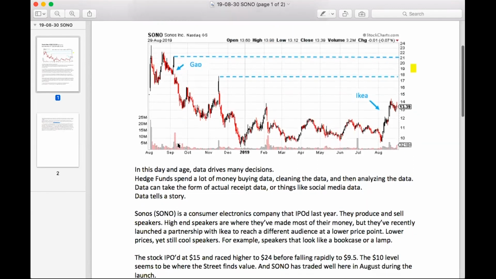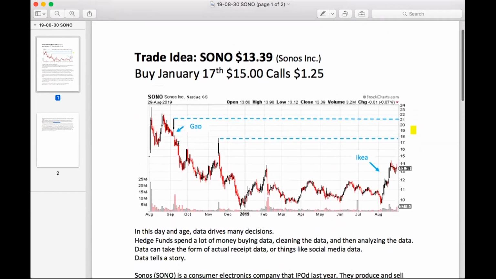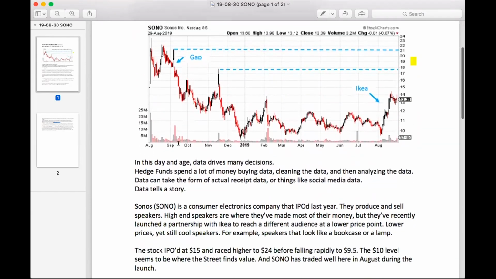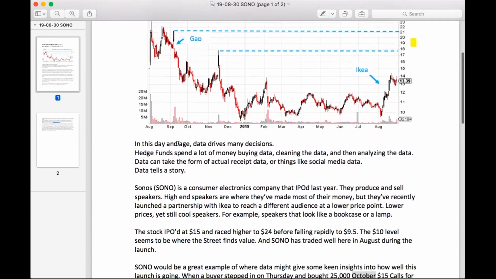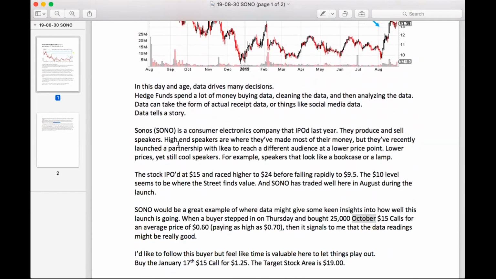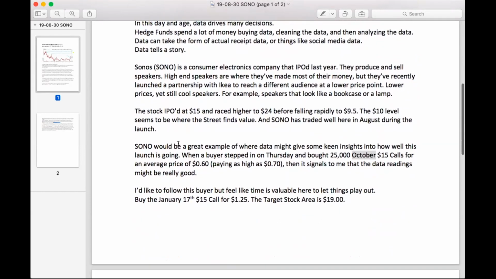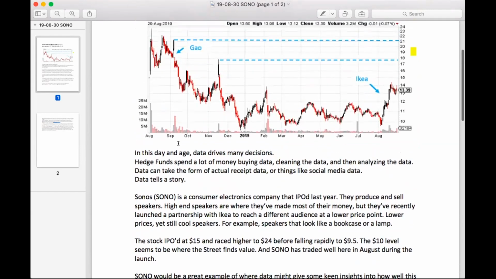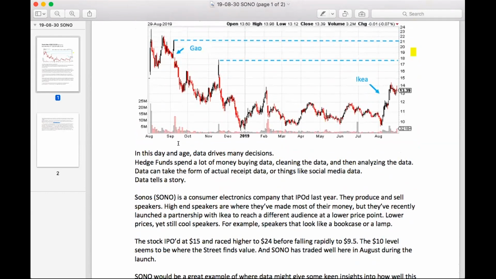The first thing, how I come up with ideas, is I generally find unusual options activity. Unusual options activity means that each day, each stock trades a certain amount of contracts. Sonos may only trade 1,000 contracts per day. Something like Apple may trade 100,000 contracts per day. So what makes something unusual is a multiple of the average.